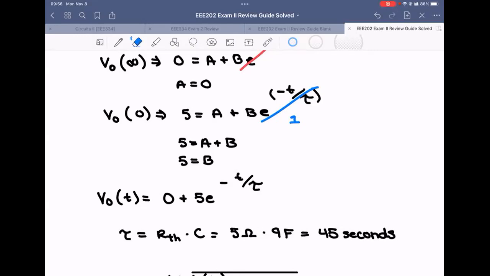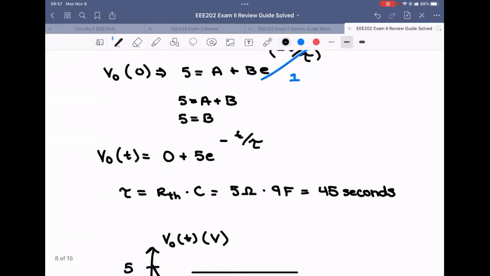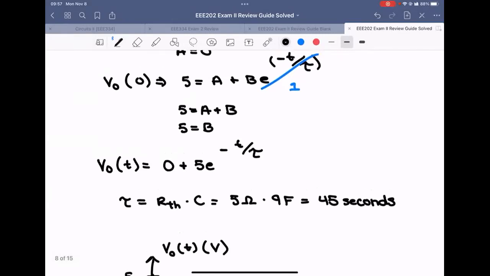When you're really checking this out, you can derive the units of farads times ohms, and that gives you seconds. Once you multiply it, you'll get 45 seconds. That's why that works. So your final equation would be V out of t equals 5e to the negative t over 45 seconds.